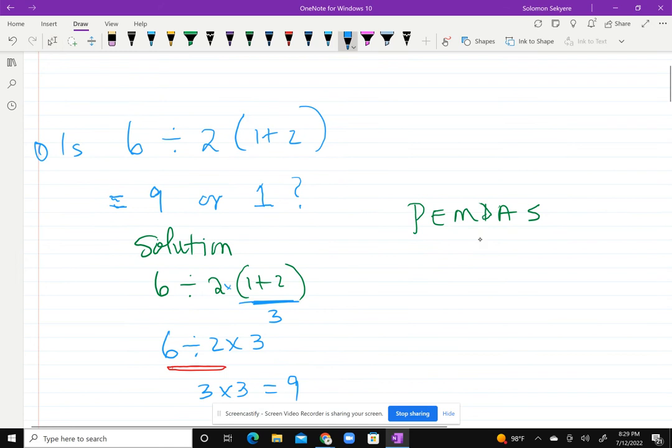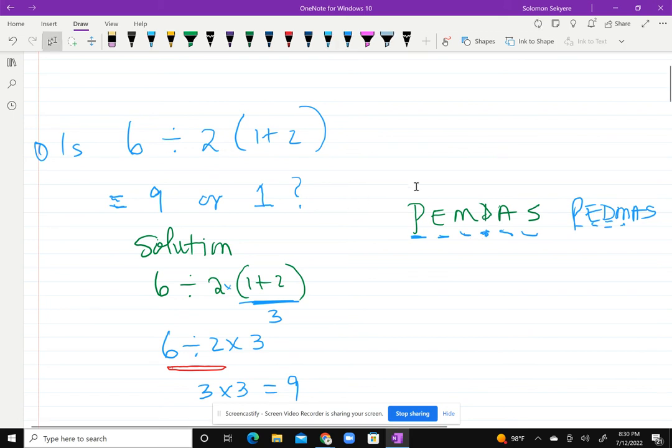We have parentheses. We have PEMDAS: parentheses, exponents, multiplication or division, whichever comes first, addition and subtraction, whichever comes first. Or the same as some people will say PEDMAS. Same thing: parentheses, exponents, division, multiplication, whichever comes first from left to right, addition and subtraction.